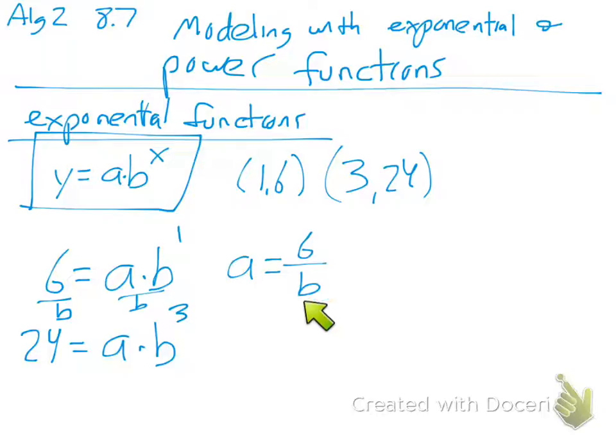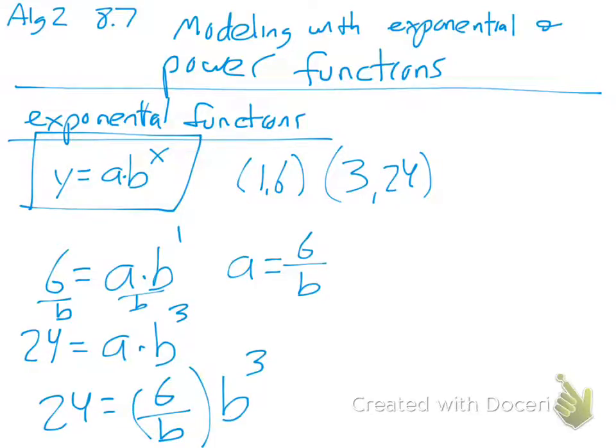And once I've solved, I'm now going to substitute that into the other equation, right? So I'm going to put that in for a. So 24 equals 6 over b times b to the third power. We okay with this?